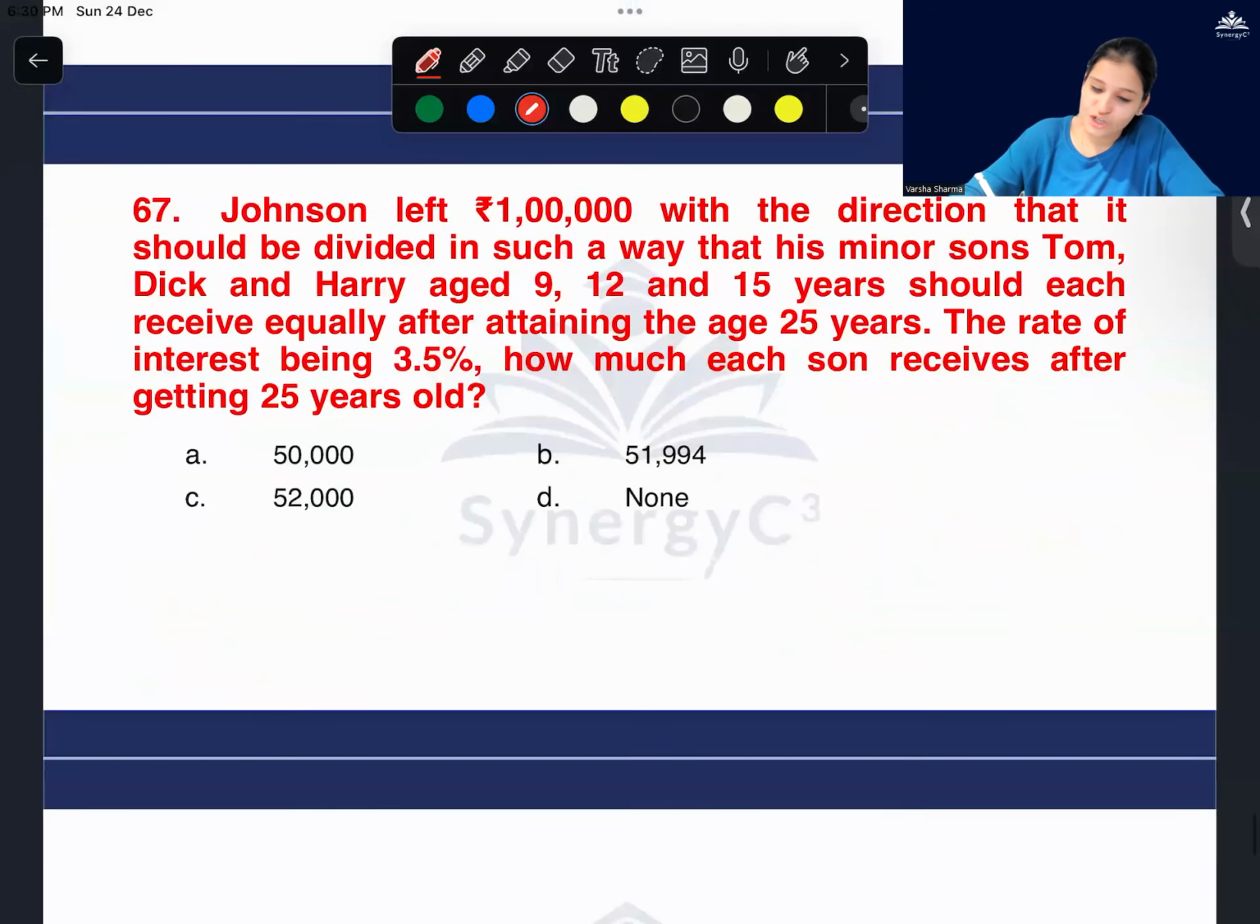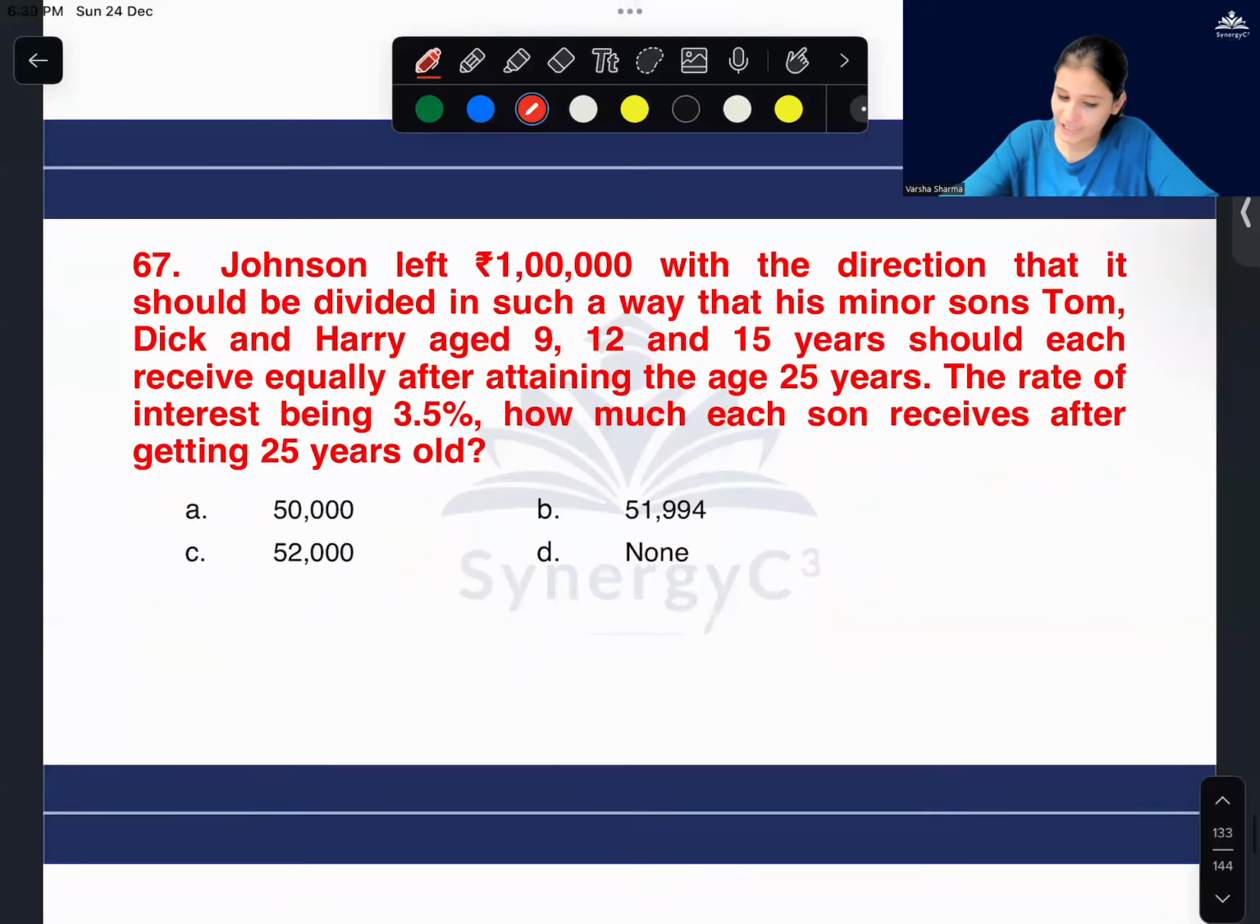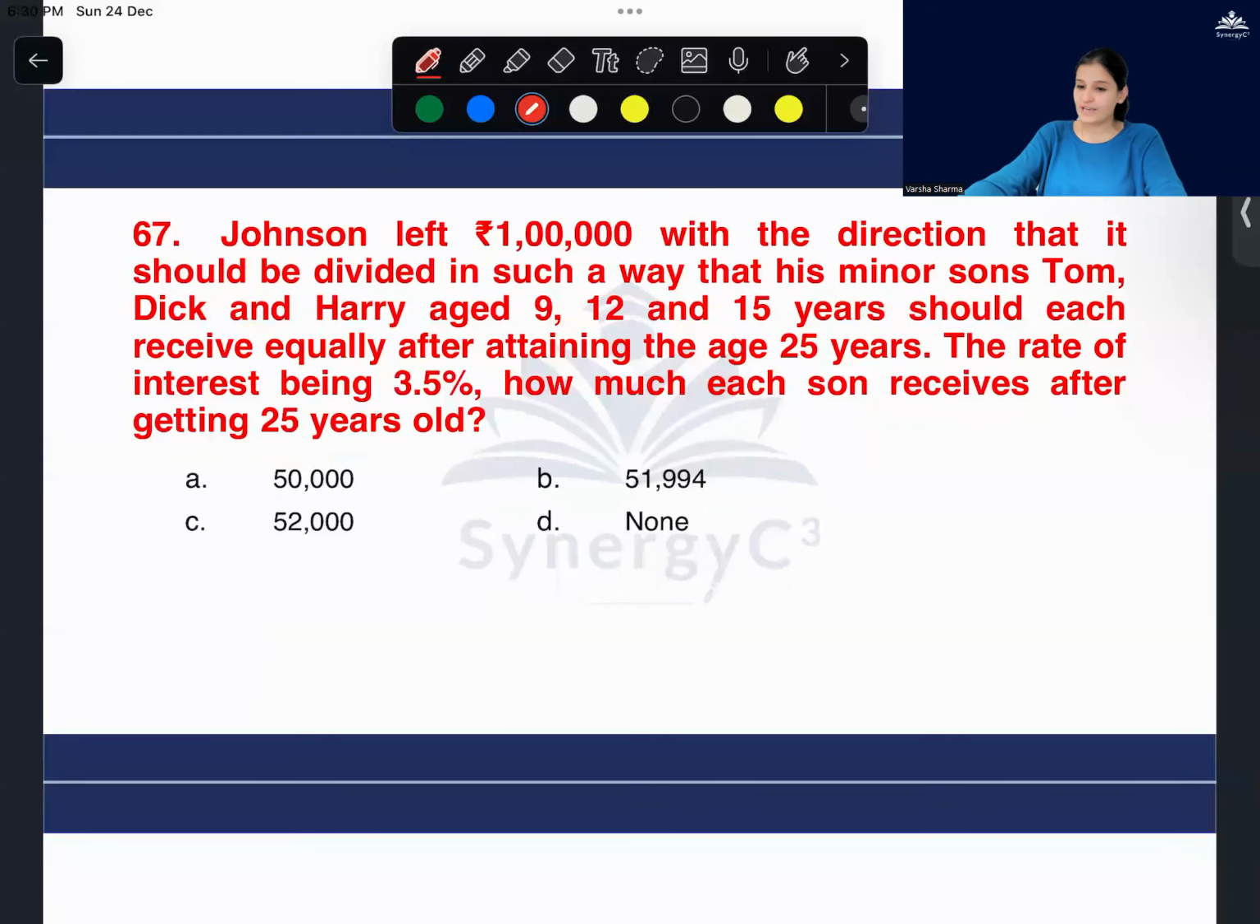Okay, here. Johnson left rupees 1 lakh with the direction that it should be divided in such a way that the minor sons Tom, Dick, and Harry, aged 9, 12, and 15 years, should each receive equally after attaining the age of 25. So, right now, Tom's age is 9. When he reaches 25, that is after 16 years, he should get an amount. That same amount should be received by his other two brothers when they reach 25 years after a period of 13 and 10 years. Right?